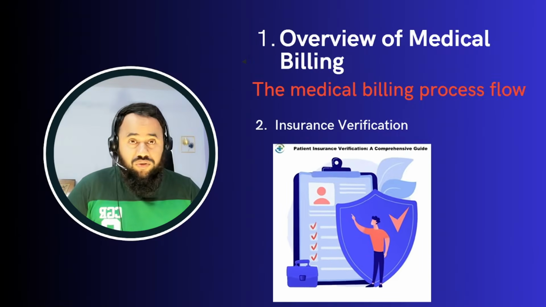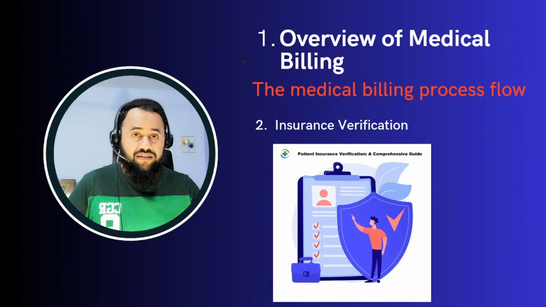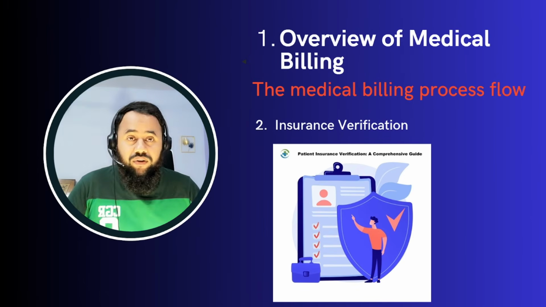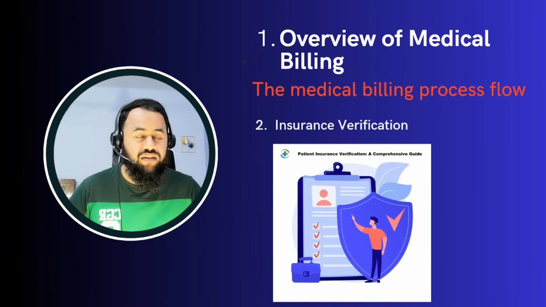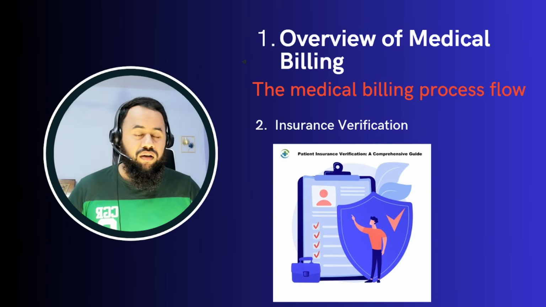Next we have insurance verification. As I've already said in our previous slide, we capture the patient's insurance information. Then we verify the patient's eligibility: we verify whether the patient is active with that insurance company, like Medicare, Medicaid, or any private insurance company like Blue Cross Blue Shield. We need to find out whether the patient is active with that insurance or not.